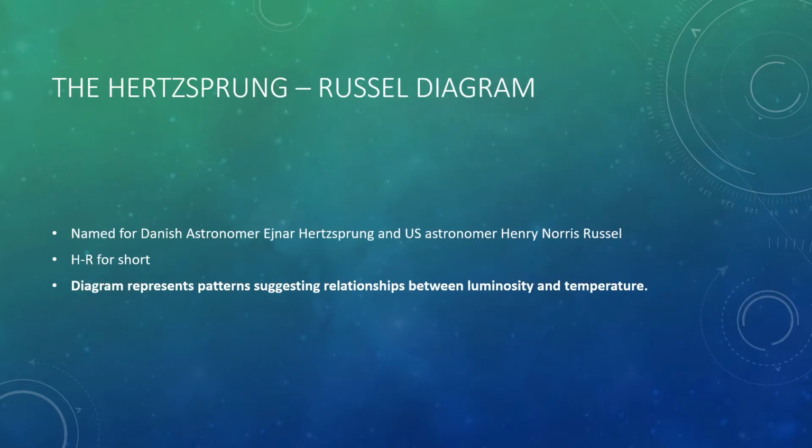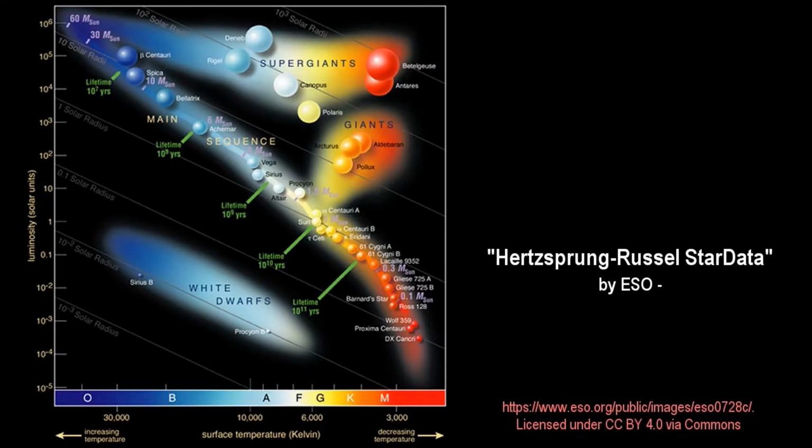The Hertzsprung-Russell diagram is named for the two astronomers who independently discovered its usefulness. These are the Danish astronomer Ejnar Hertzsprung and the U.S. astronomer Henry Norris Russell, and they call it HR for short. They independently discovered its usefulness pretty much around the same time. They didn't talk to each other, they didn't work with the same people, completely separate, same idea. And they realized that the diagram represents patterns suggesting relationships between luminosity and temperature, which basically is an insight into the nature of stars.